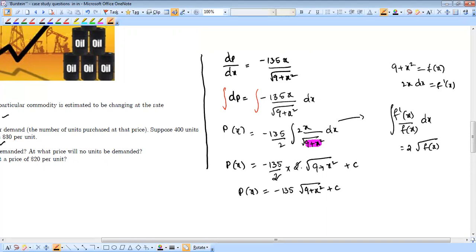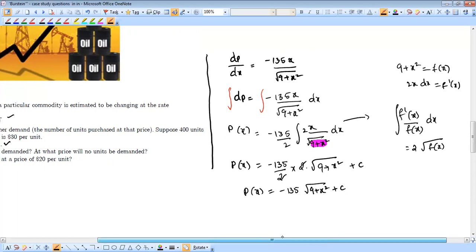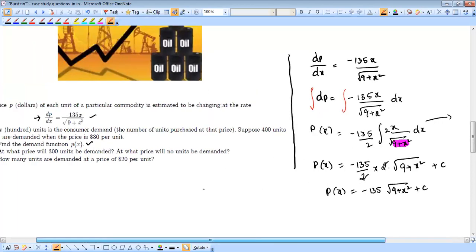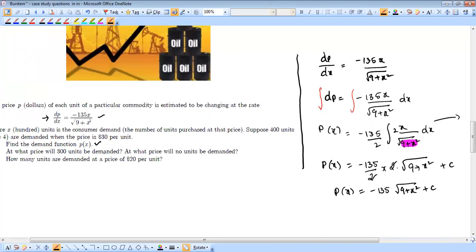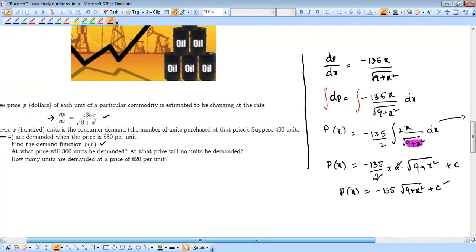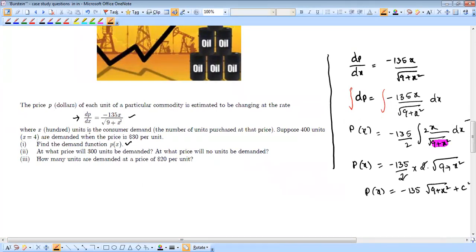So this is the first question now. At what price will 300 units be demanded? Before going to that, we need this arbitrary constant C value also. Here x is in hundreds of units, the number of units purchased at the price. Suppose 400 units are demanded, then we have to take x equal to 4, when the price is $30 per unit.